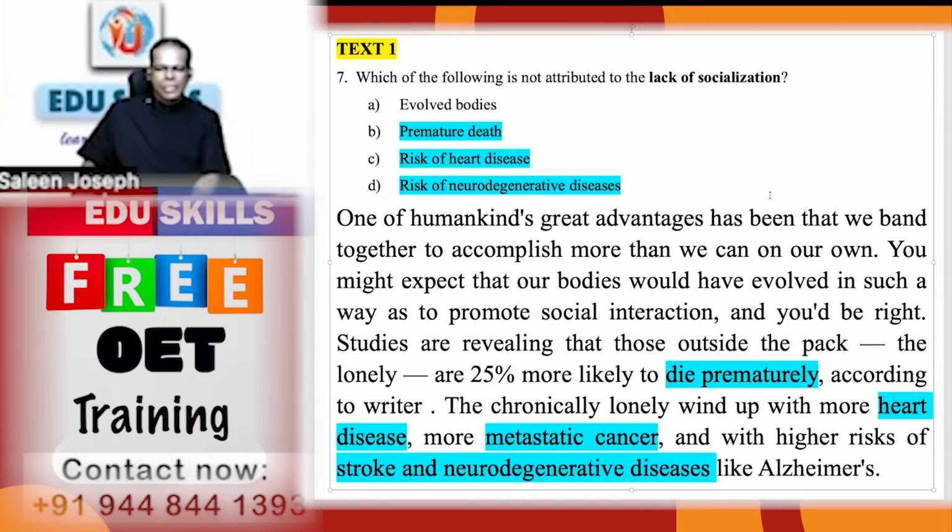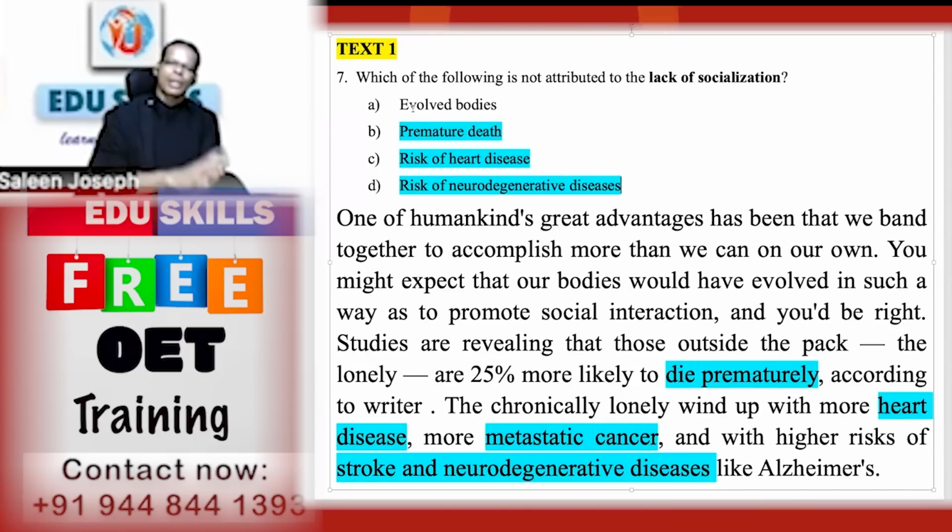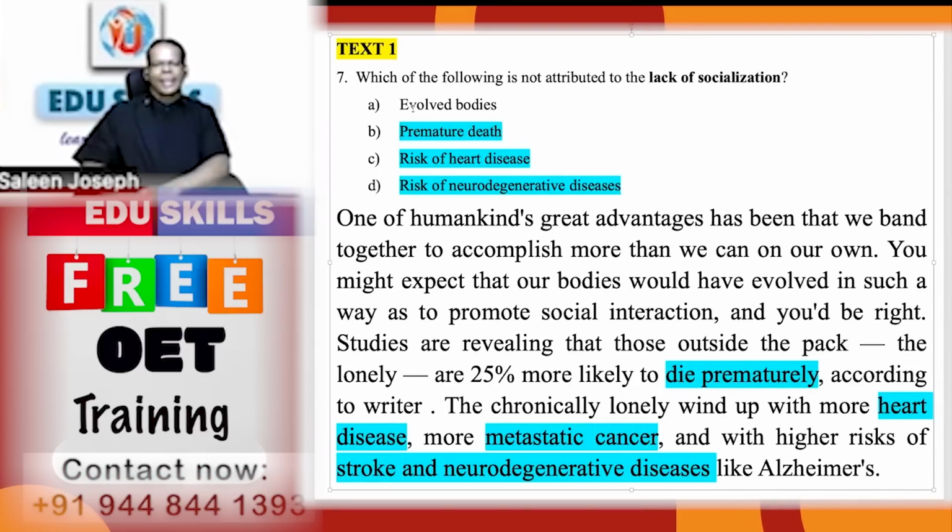One method: all these three are connected with conditions, disease conditions. Whereas evolved body, evolution of bodies, is not a disease or a condition. Do you get me? So these three belong to one category. This does not belong to that category. Sometimes they give you three brand names and one generic name, then the generic name is the answer. Or if they give three generic names and one brand name, the brand name is the answer. Whatever is the odd one out will be the right answer. Is that clear? Yes, sir.